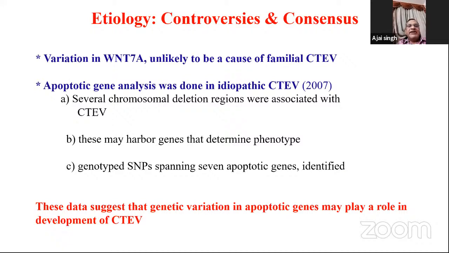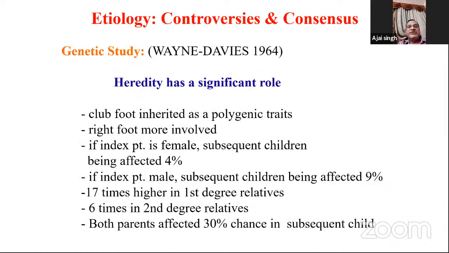They found there is variation in WNT7A, and it is unlikely to be a cause of familial clubfoot. Apoptotic gene analysis was done in 2007 in patients of idiopathic clubfoot, and they found that several chromosome deletion regions were associated.